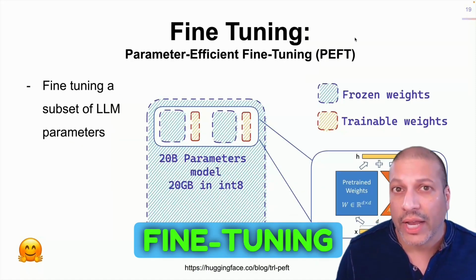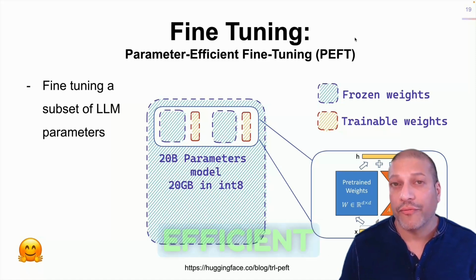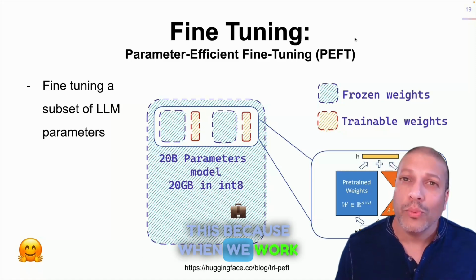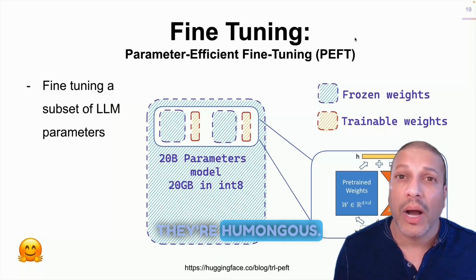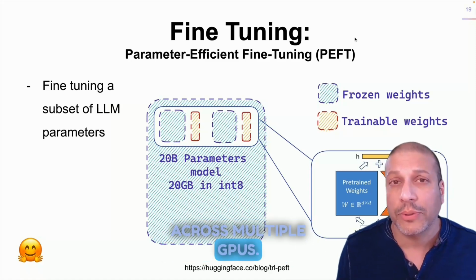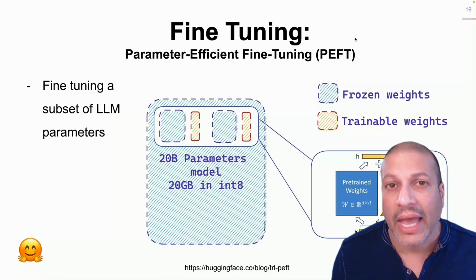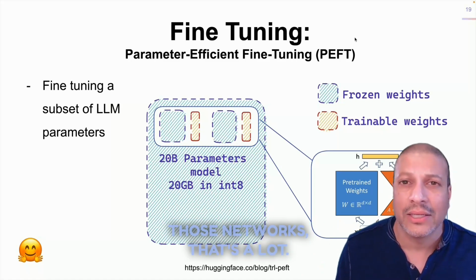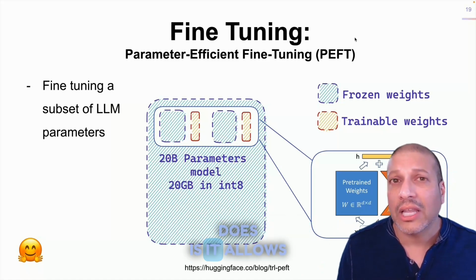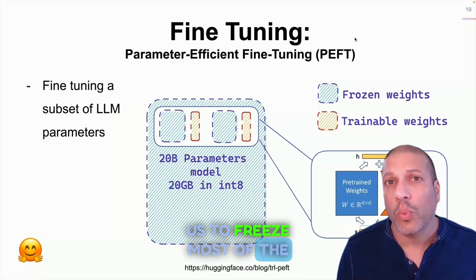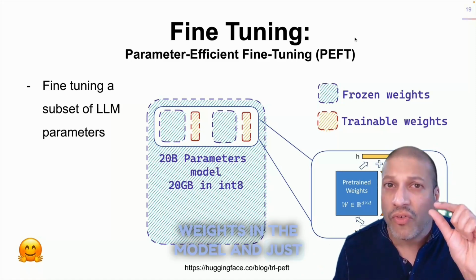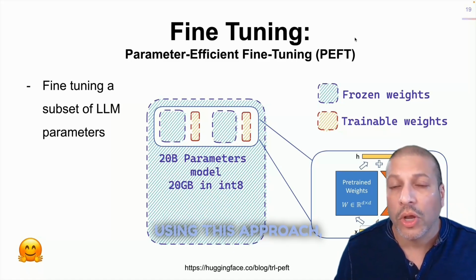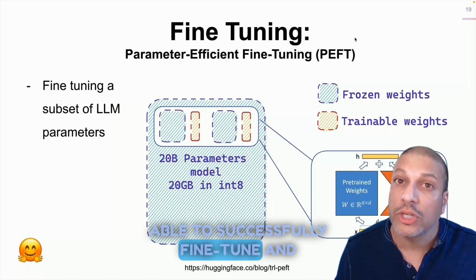The third method of fine-tuning is known as parameter efficient fine-tuning, or PEFT. I'm really excited about this because when we work with these large language models, they're humongous, right? They can work across multiple GPUs. They have a lot of parameters. And if we have to train all the different parameters in those networks, that's a lot. What PEFT does is it allows us to freeze most of the weights in the model and just fine-tune a small amount. And what we found is by using this approach, we're actually able to successfully fine-tune and improve the performance of models.